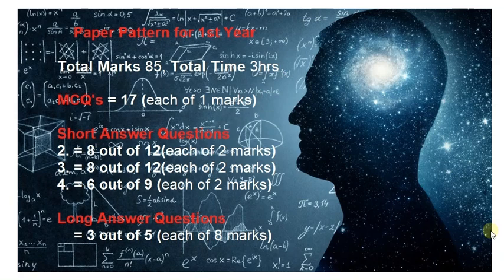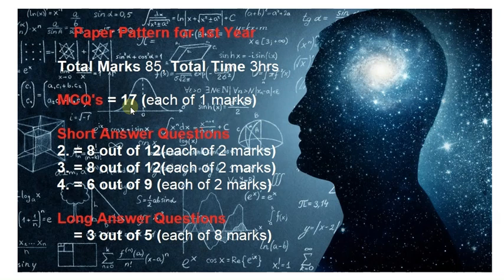Okay, now at the end, we will discuss the paper pattern for first year according to the Lahore board. Total marks 85. Total time is 3 hours. 20 minutes for MCQs and the rest, that is 2 hours and 40 minutes, for short answer questions as well as long answer questions, the subjective paper. There are 17 MCQs, each containing 1 mark. So there are a total of 17 marks for the MCQ paper, for which 20 minutes are given. You have to solve them in 20 minutes.